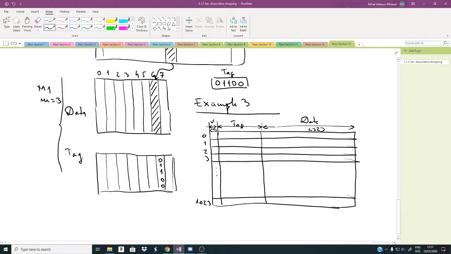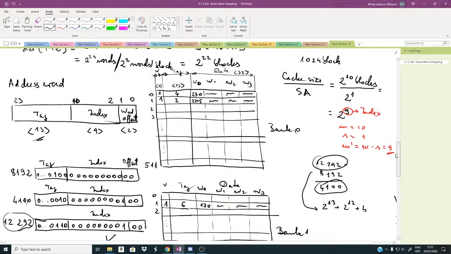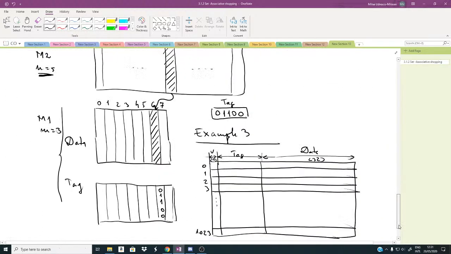Now let's see the tag. Now the tag is on how many bits? Because I don't have the index, it is on 22 bits. So the address would be something like this, right? So you have 0, 1. This is the word offset.